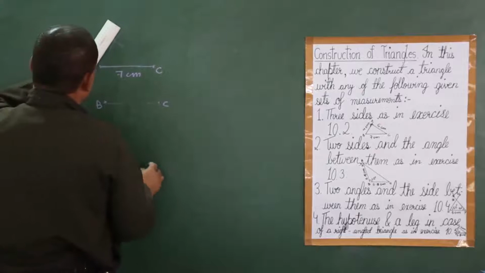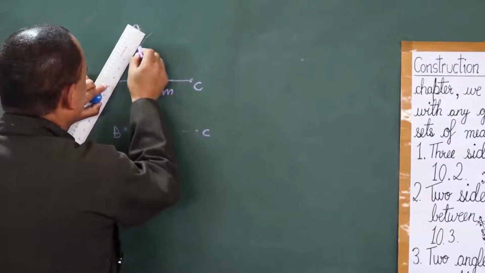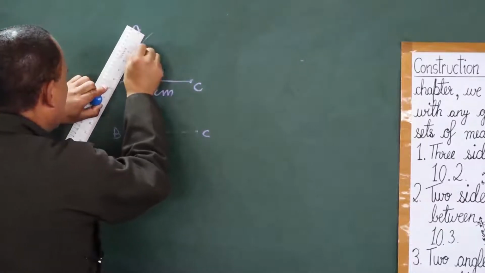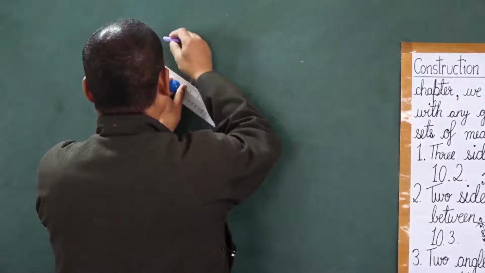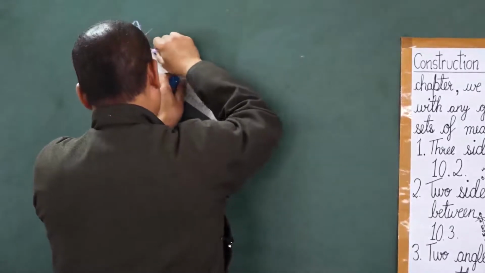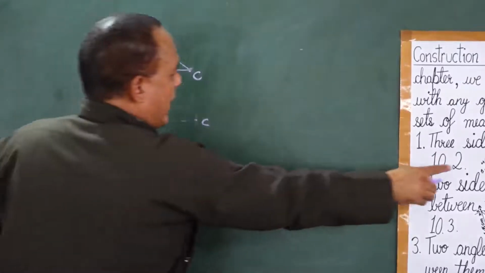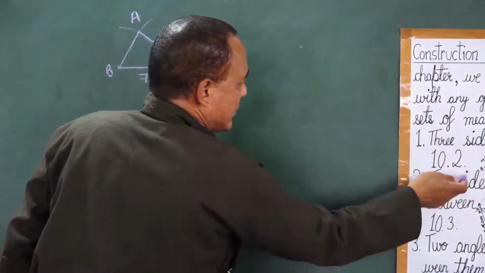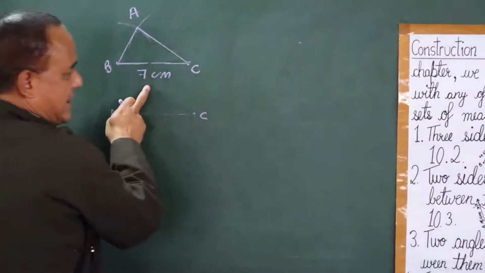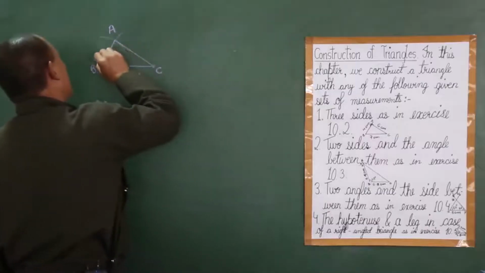So once you do that, then what do you do? You join this, A to B, and A to C. So tell me what is BC, what is AB, and what is AC. So BC is already there, 7 centimeters. AB is 4 centimeters, you write 4 centimeters here.